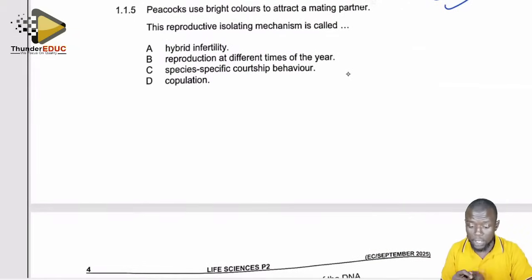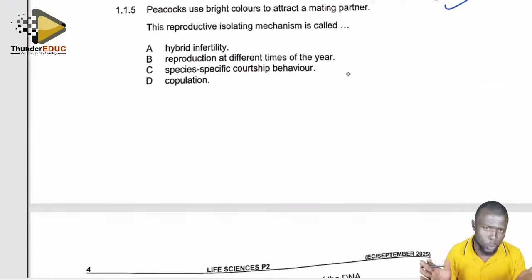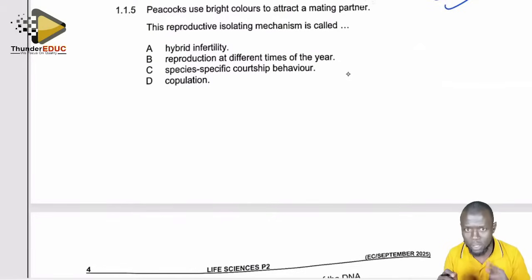So we go to the next point. Peacock, you know them. They use bright colors to attract the mating. Mating, you know the mating. No, we don't need to explain about mating. Everyone knows about mating. Don't forget to stay virgin.